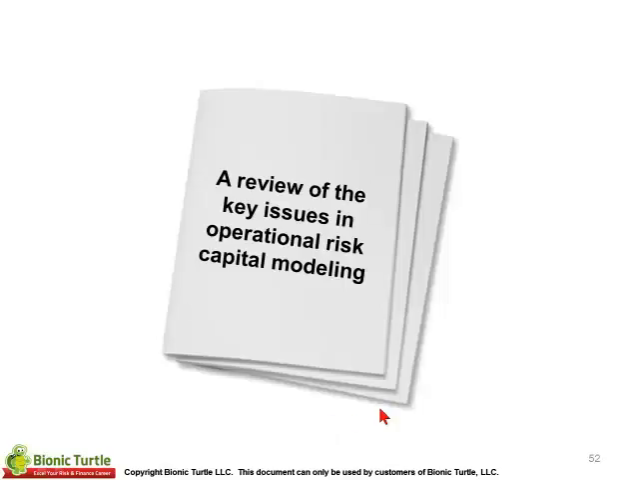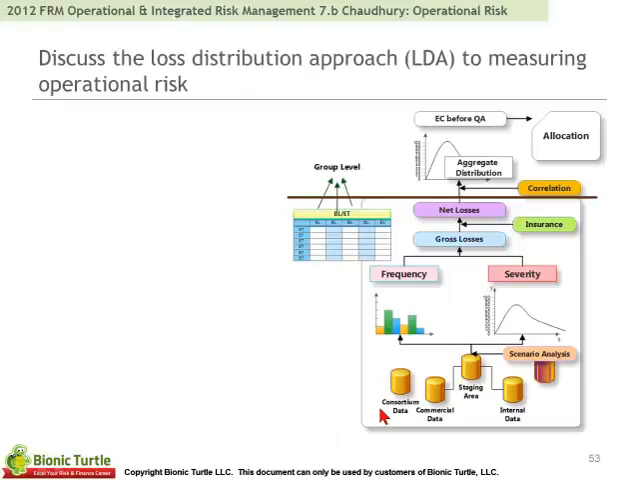Then we have the paper on reviewing key issues of operational risk credit modeling. And so there's the discussion here of the actuarial approach, specifically the loss distribution approach, or LDA, as an actuarial approach, which in the FRM is going to be the most common approach to operational risk. And at the heart of it here is the identification of operational loss cells.